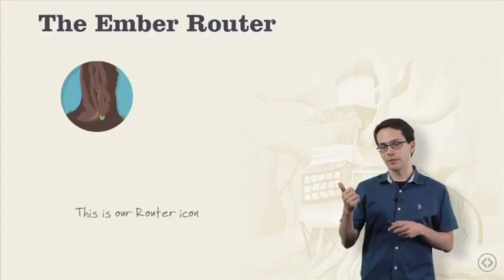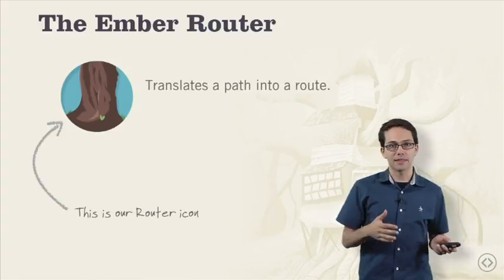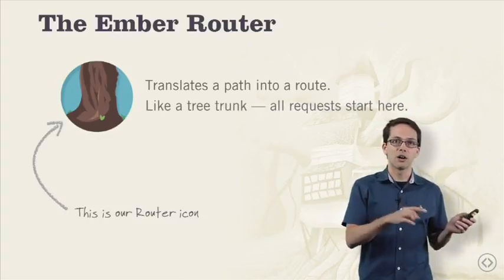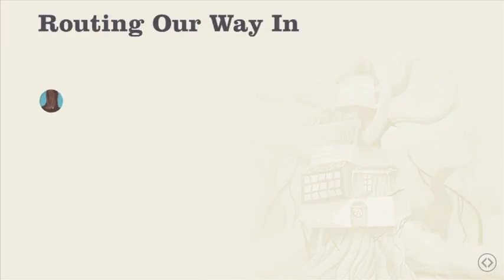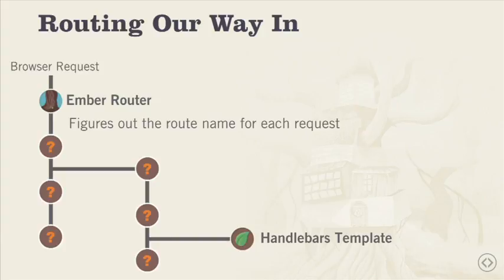And we're going to use the symbol of the tree trunk whenever we see the router, because it translates a path into a route. And like a tree trunk, all requests start here. The Ember framework is made up of many components. We've already introduced the handlebars template, which sits down here. And now we've talked about the Ember router, which sits pretty close to the browser request because it figures out the route name for each request coming in.